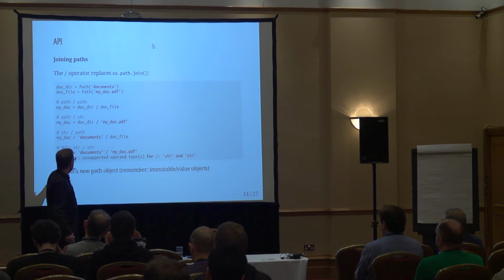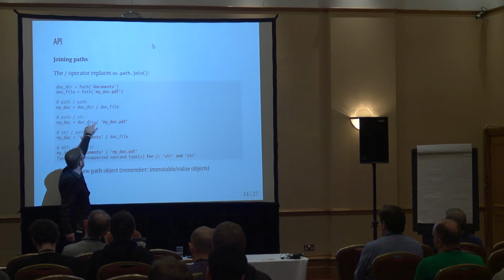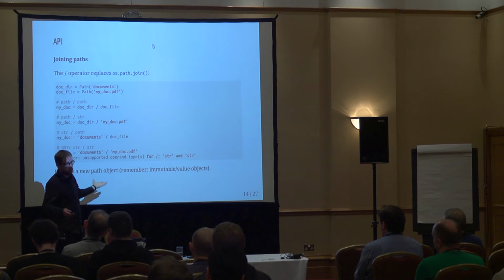In all of these cases, remember, you always return a new path object. So when you take one path slash another one, you cannot rewrite an existing path because they are, as I said, immutable value objects.